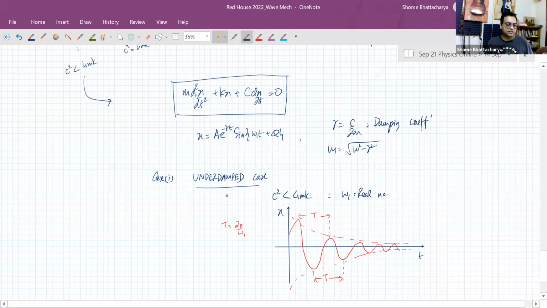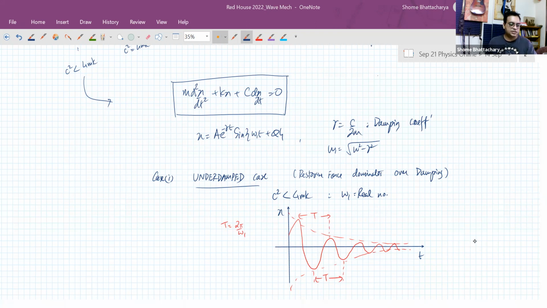As the name suggests, this is the case where the restorative force dominates. Over damping still makes it possible for it to go back and forth, even though it does not perpetually oscillate, because eventually the amplitude decays to 0. So this is called the underdamped case. Next, we will see something called the overdamped case, or the critically damped case.